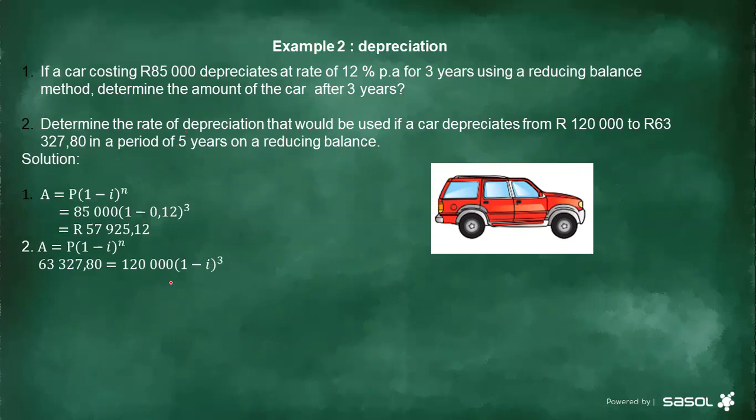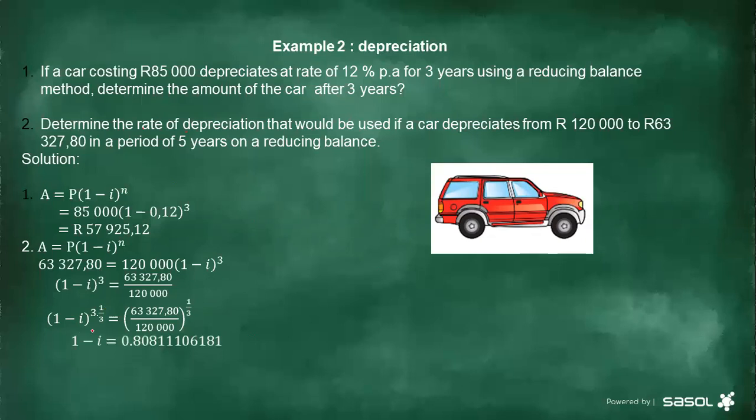You first have to divide both sides by 120,000. Thereafter, we want to get rid of this exponent 3 because we are looking for i. Then you multiply by 1/3, and what you did on the right hand side, you must also do on the left hand side. Then we transpose this one to the right hand side and divide with the negative. It's going to give us i equals 0,1918. Then you multiply by 100, and it's going to give us 19,19%. That's how you should calculate the interest rate, the rate of depreciation actually.